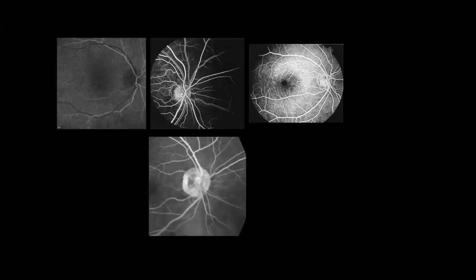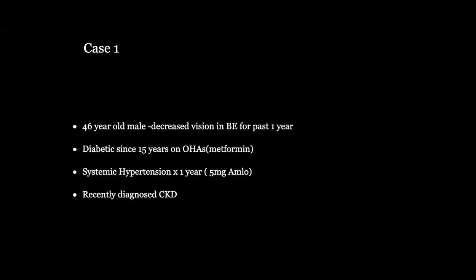So these are some normal pictures, where here the dye is just going through the artery. Now it has reached the veins, and now it has reached the artery, veins, and the whole of the retina. Like that, you can learn from the FFA. So let's go through two cases.